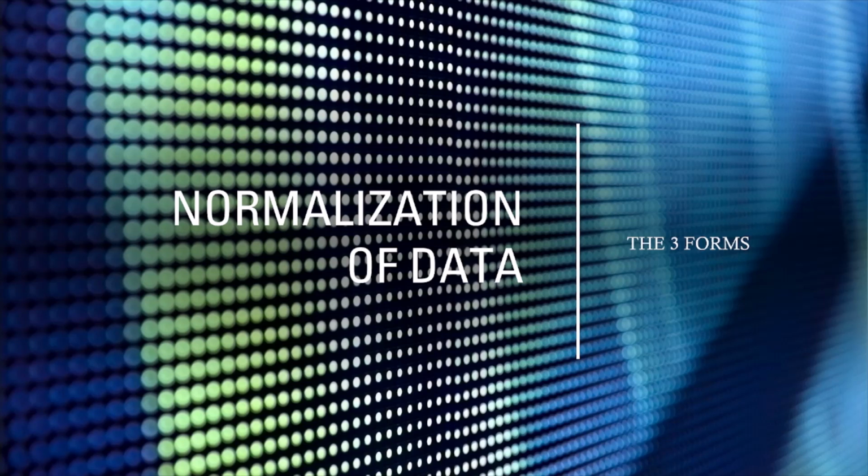We're going to discuss the first, second, and third normal forms. There are up to 6 levels of normalization, but generally speaking, data in the third normal form is considered to be sufficiently normalized for most cases of database design.